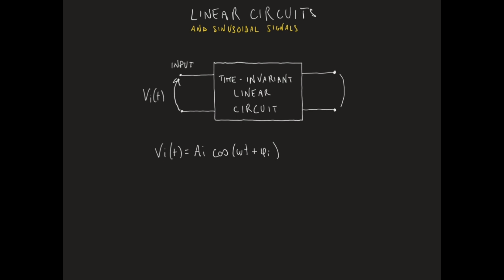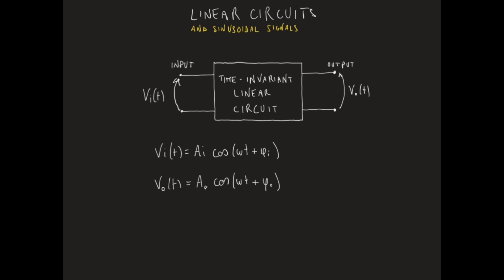Then the signal Vo of t at the output of the same linear network will also be sinusoidal and will have the form Vo of t equal to A sub o, the output amplitude, the cosine of omega t plus phi sub o. The output signal, besides being sinusoidal as the input signal, will have the same angular frequency, omega, while the amplitude Ao and the phase phi o will be in general different from Ai and phi i in the input signal.